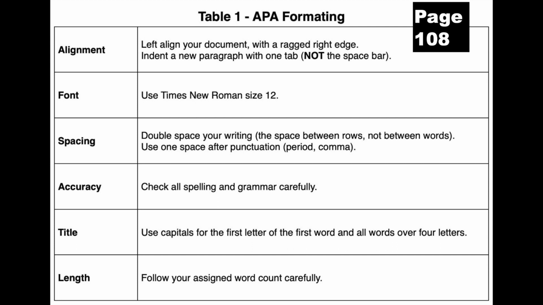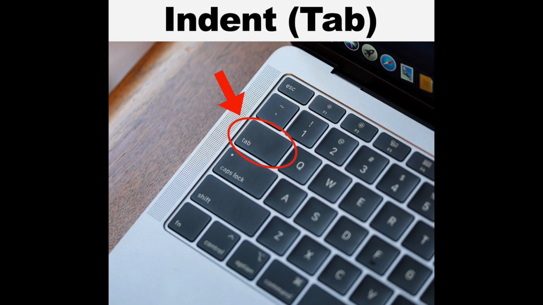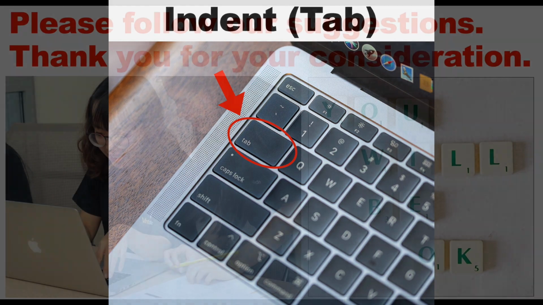Check all spelling and grammar carefully. If a word on your MS Word document has a red line underneath it, it is misspelled. A double blue line identifies a possible grammatical error. Here is a photo of a keyboard. Make sure you know where the tab button is located on your keyboard.